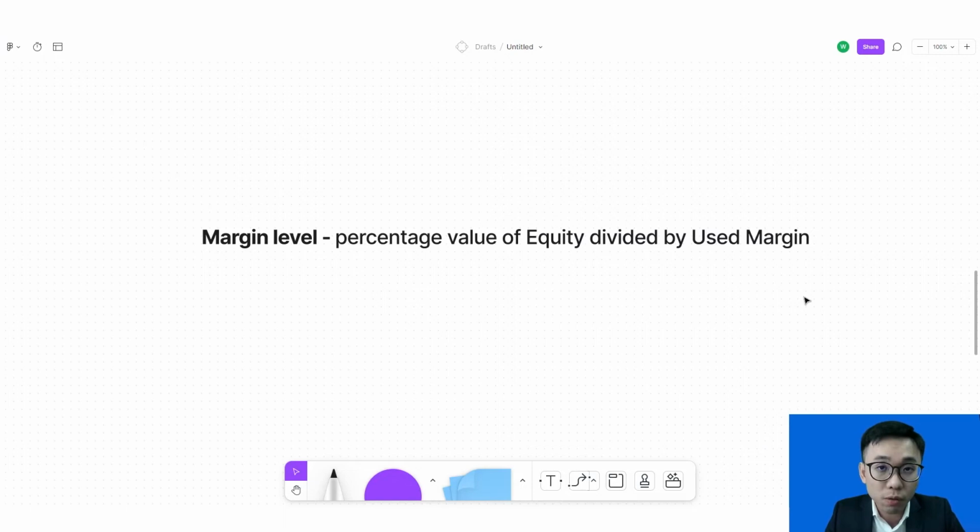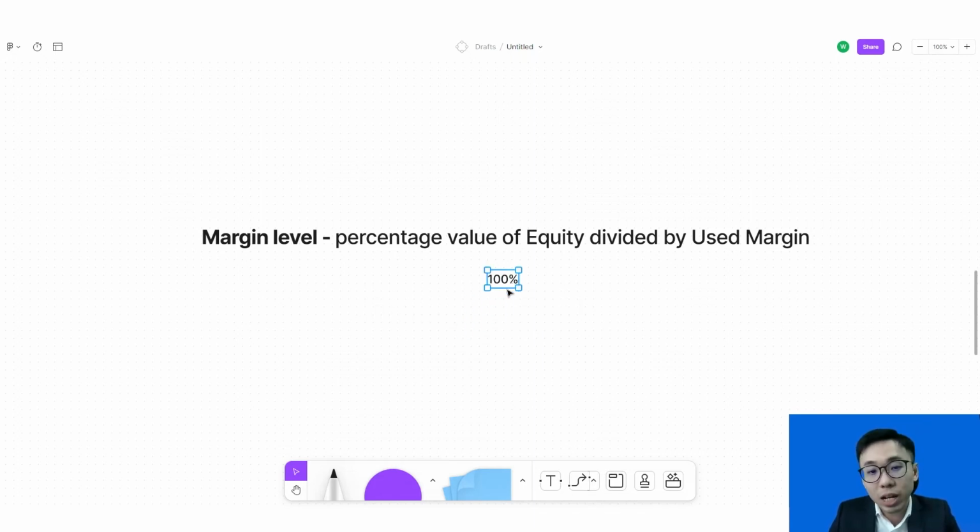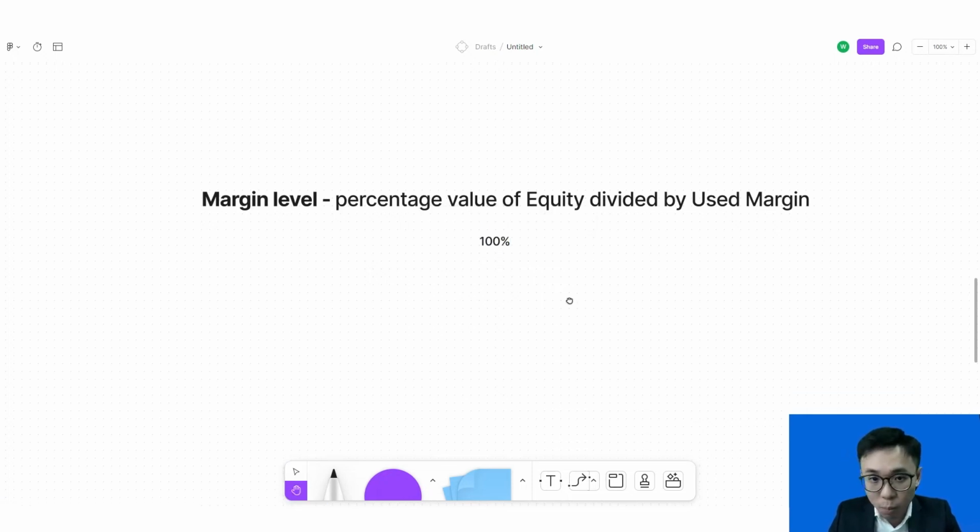Now, since we have learned the basics of margin, we're going to take a deeper dive and look at the more specific terms for margin, which is margin level. Margin level is actually expressed as the percentage value whereby the equity is divided by use margin, and then we're going to times with 100%. Now, Willie, I don't really understand what this means. That is where I'm going to explain even deeper.